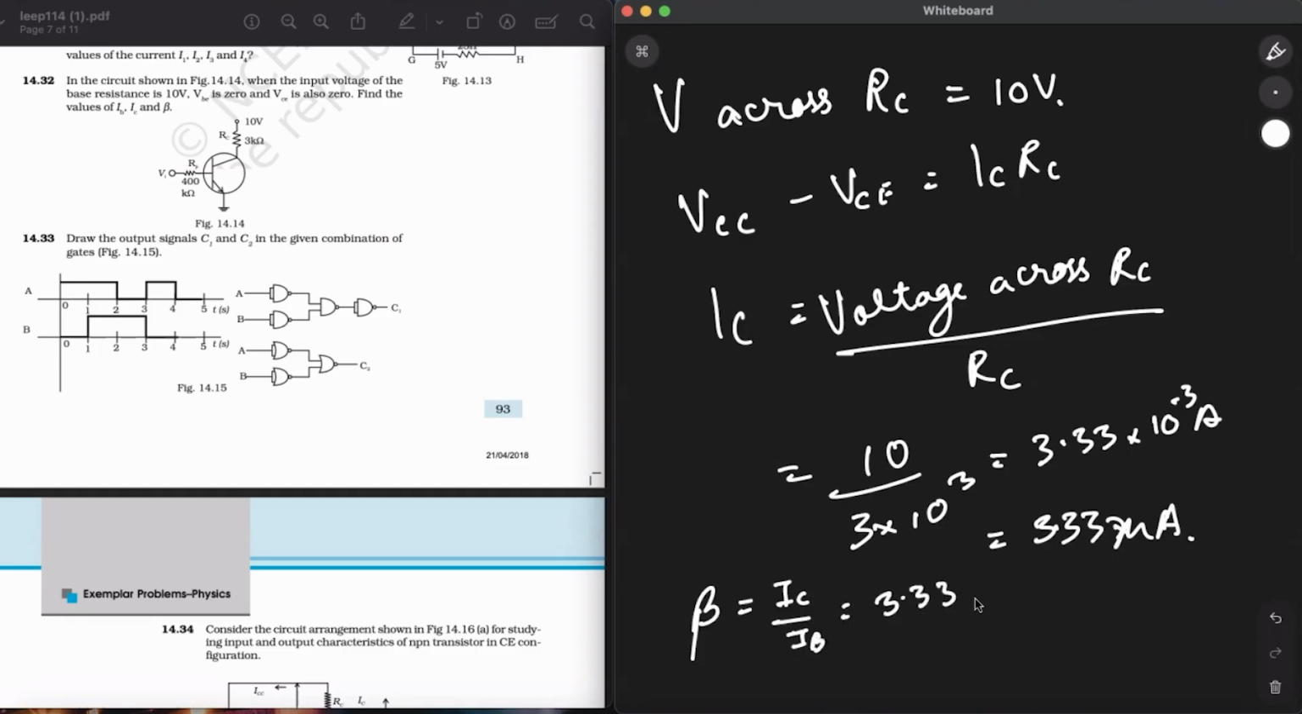So 3.33 milli divided by 25 micro. So it will be what? Okay. So it will be 33.3 into 4. 4 is 12. 2, 1. 2 is 12. 1, 1, 3. And 133. 133.2. Say. Okay.